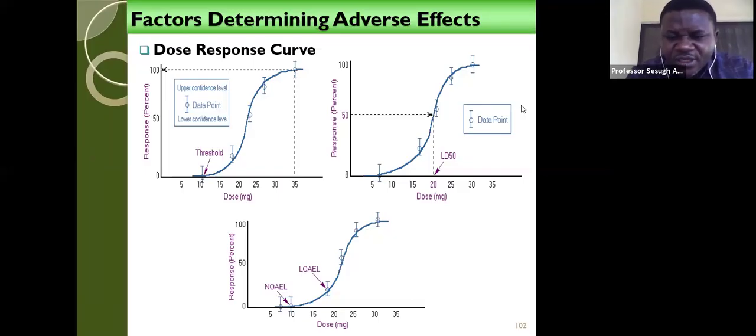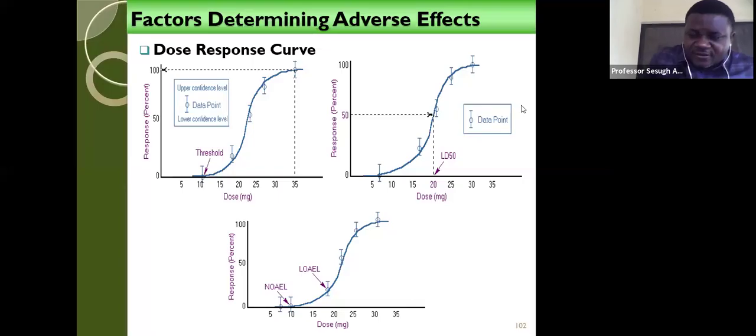Okay? If you come to the second point, this one is known as the lowest observable adverse effect level. So by the time you get to 50%, that is where you have LD50.